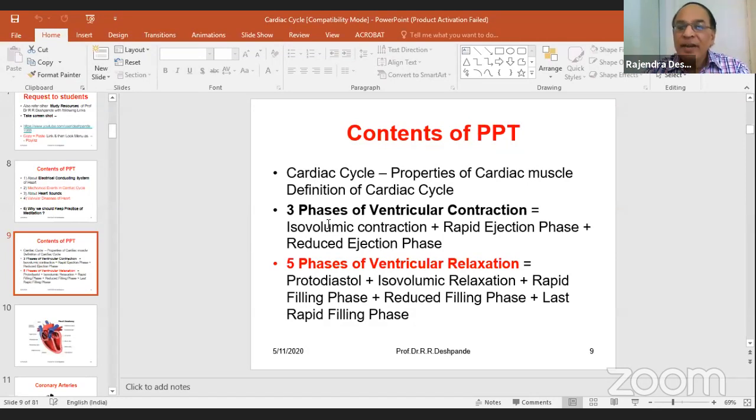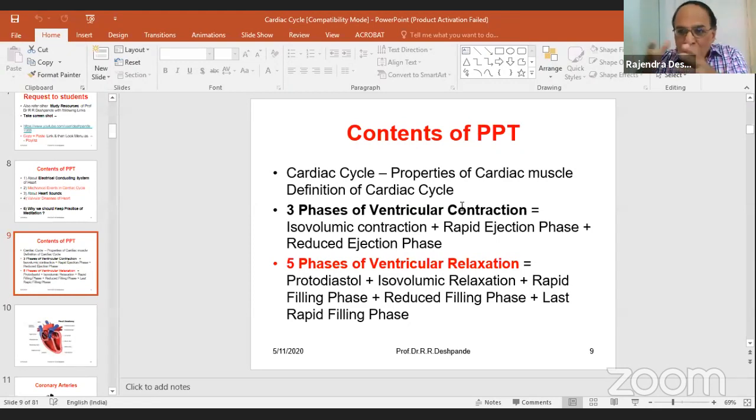3 phases of ventricular contraction: isovolumic contraction, rapid ejection phase, reduced ejection phase. Write down these 3 names. 5 phases of ventricular relaxation: protodiastole, isovolumic relaxation, rapid filling phase, reduced filling phase, and last rapid filling phase. Try to understand, my dear friends, these names you must remember by heart. You will have to memorize them. I am going to explain the meaning of this, but there are 2 important words.